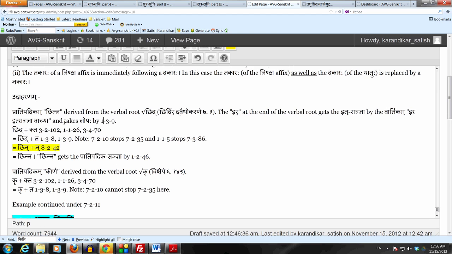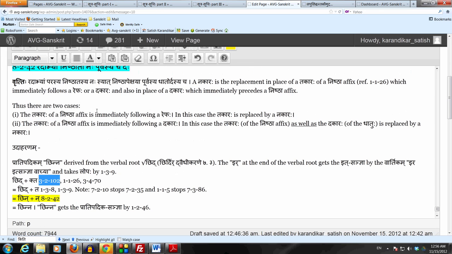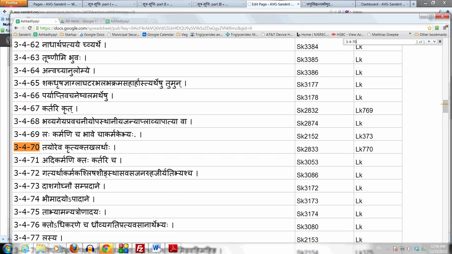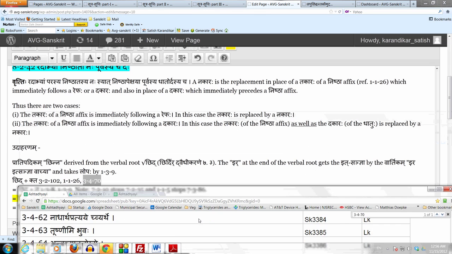To this chid we add the nishtha pratyaya kta using the sutram 3-2-102 nishtha, which is here to be used in the sense of karmani by 3-4-70 tayoreva krityakta khalarthaha. So let us take an example which is used karmani. Chinnam is that which is cut. For example, you can even say figuratively samshayaha chinnaha, doubts have been cut, and so on. Okay, so let's first complete the derivation.